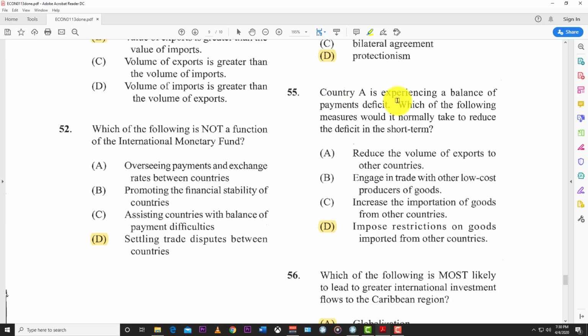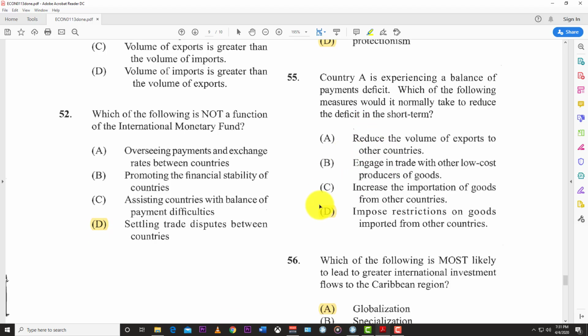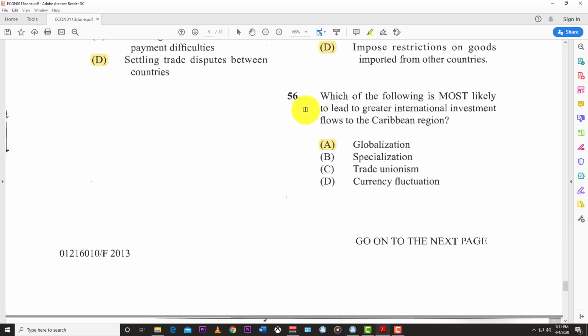55. Country A is experiencing a balance of payments deficit. Which of the following measures would it normally take to reduce the deficit in the short term? And the best answer here is B, impose restrictions on goods imported from other countries. All right, that's it. In the short term, that's the best thing they can do. Impose restrictions so that you can reduce the amount of imports. 56. Which of the following is the most likely to lead to greater international investment flows to the Caribbean region? And the best answer here is globalization, where more foreign direct investment can come into the country. Globalization allows the movement of people, goods, services, capital.